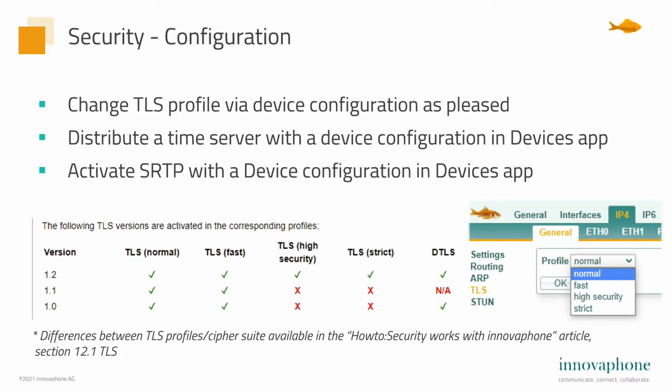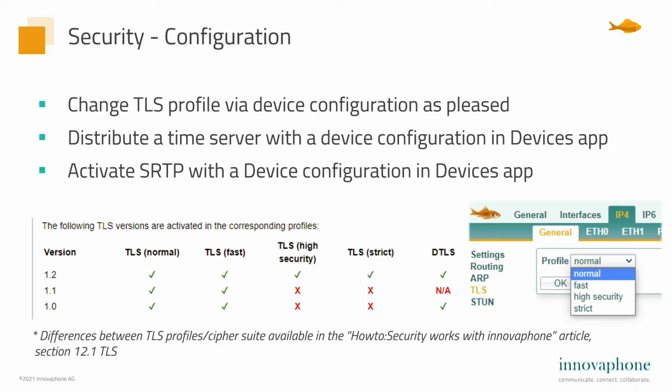So with the TLS normal, we can use all TLS versions. The TLS fast can also use all TLS versions. With the high security, we only use TLS 1.2 because that's more highly secure. The same is with the strict. There's also in the table DTLS, which shows that for our DTLS encryption we use TLS 1.2 or 1.0.